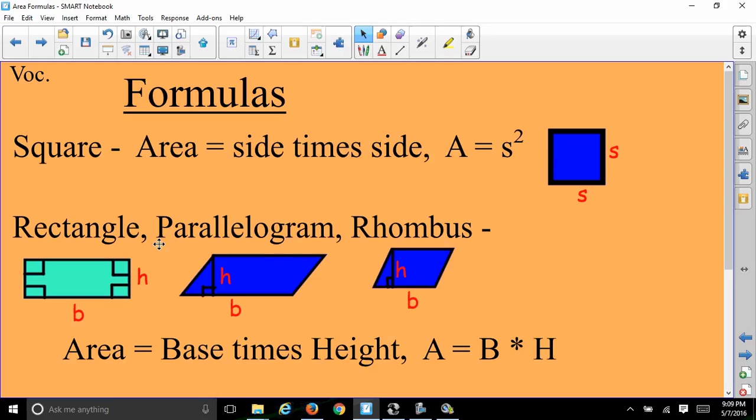We have a rectangle, parallelogram, and rhombus. So here's the rectangle, and here is the parallelogram, and here's the rhombus. They all have the same formula for finding the area. The area is equal to the base times the height. We say A equals BH, B times H.